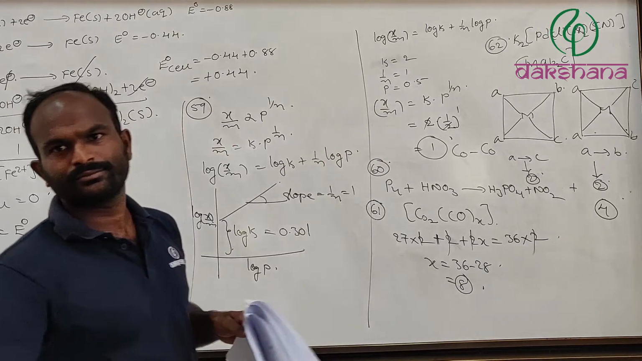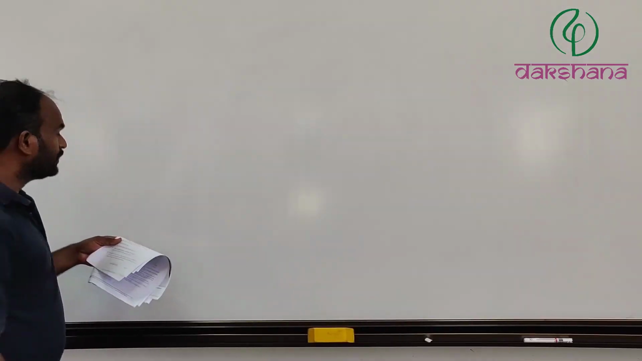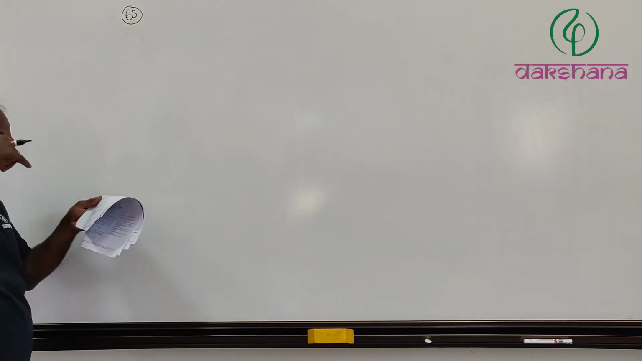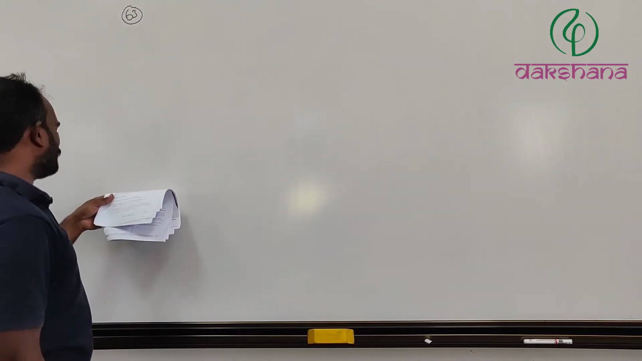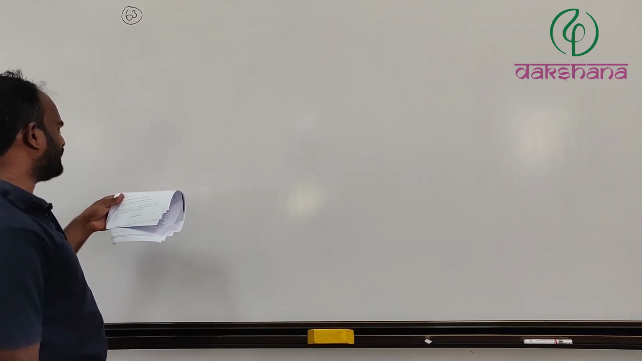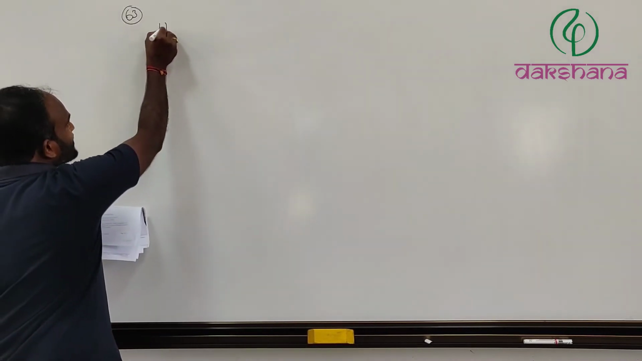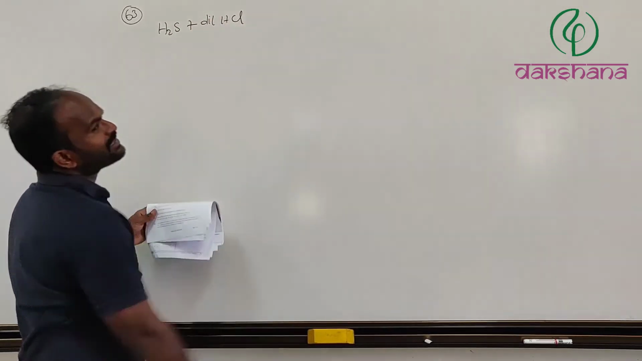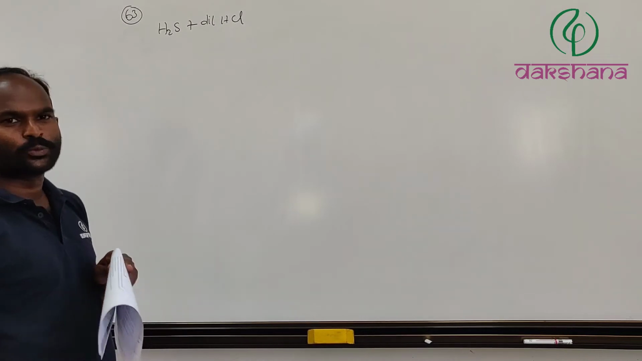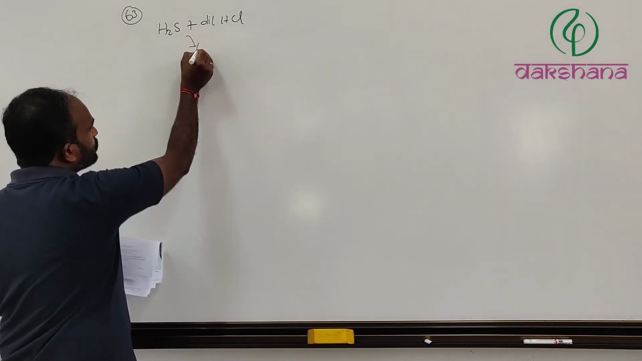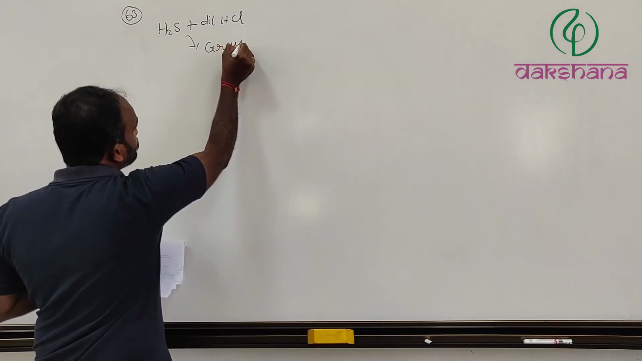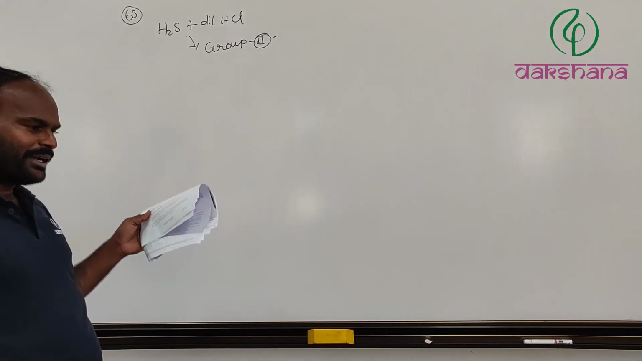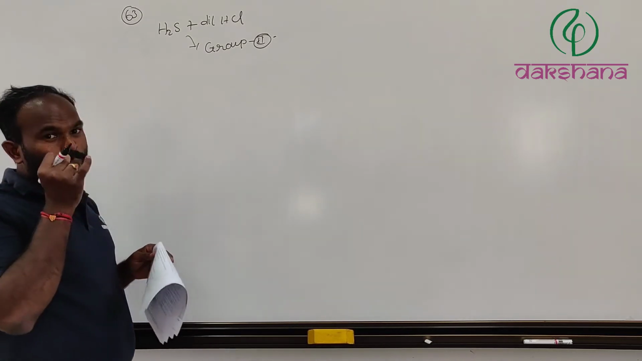Next. Yeah, question number 63. This is from qualitative analysis. They are asking how many of the following pairs of ions can be separated by using H2S along with dilute HCl. Do you remember which group reagent this is? Yes, you are all true. That is a group 2 reagent. Definitely, in the options also it can separate group 2 from the rest of the group cations.